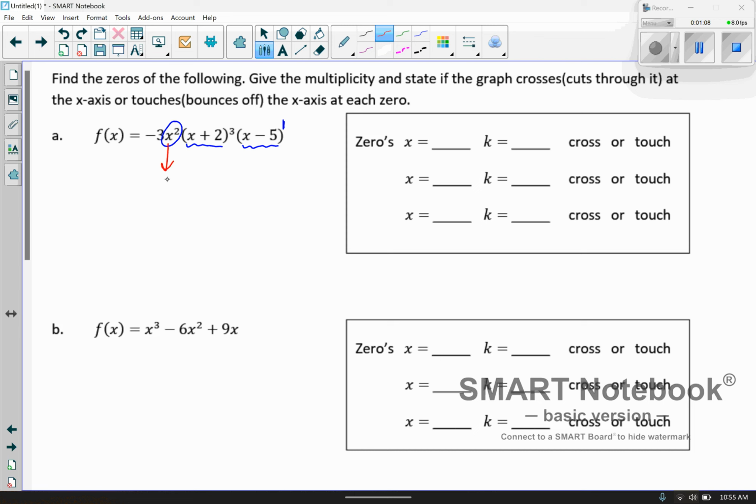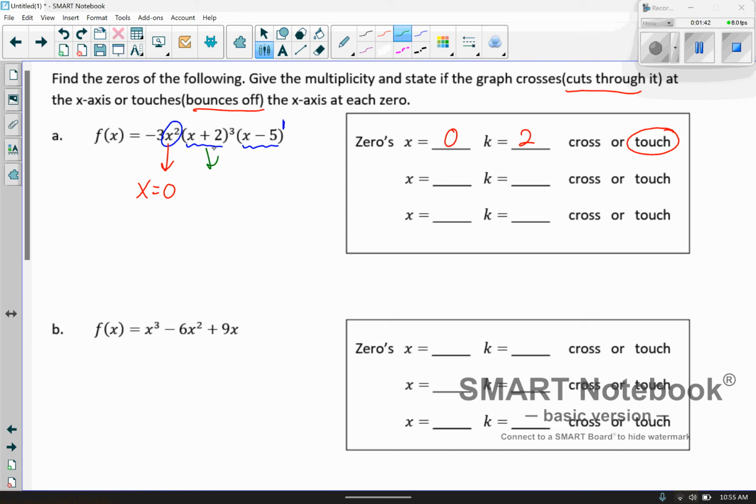The solution to the first one would be 0. If you let x equal 0, it would cause this whole thing to zero out, right? So that's my zero. The multiplicity is referring to the exponent, the k, so that's going to be a 2. And if it's even, it touches and turns around or bounces off. You might see that it says cuts through or bounces off, so you might see different language when you're doing your homework. So that's for the first one.